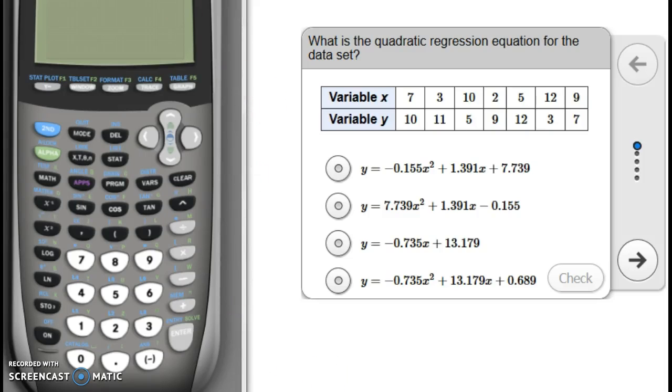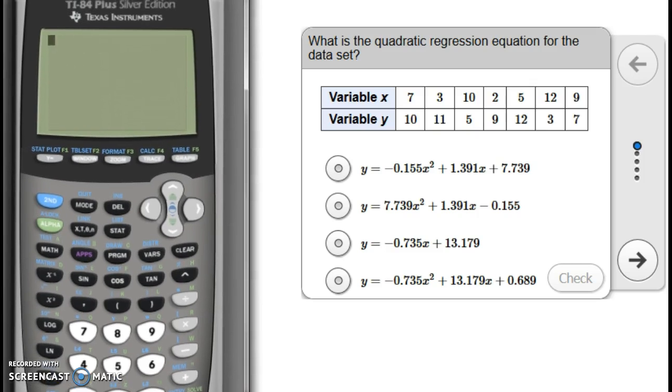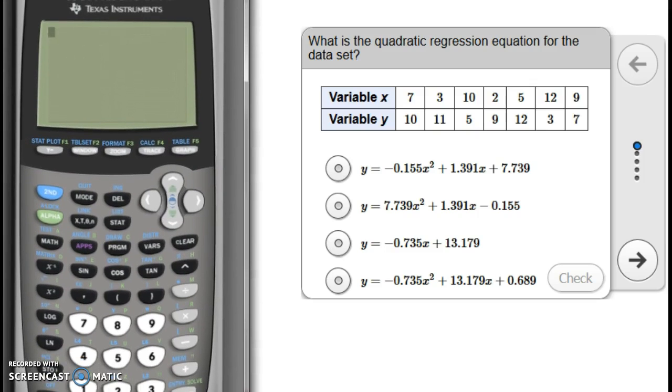Hi, this is Mrs. Miller, and today we're going to review the regression quiz, the regression practice quiz. This is found in section 3.17, and the first question is, what is the quadratic regression?